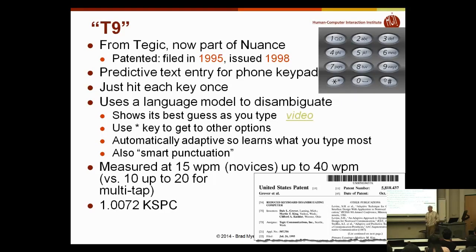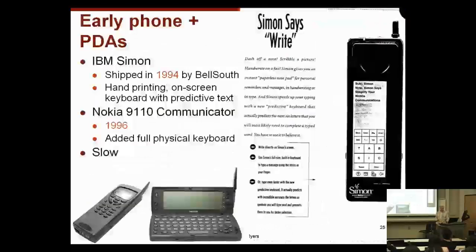And it also was a learning technique. So if you type a name frequently, you could enter it into the dictionary, and it would use that more likely than others. This was measured at 15 words per minute, up to 40 words per minute. So we're getting to kind of the speed of typewriters now for expert users. And it's obviously a lot faster than multi-tap. The measured keystrokes per character is almost down to 1. So that's pretty good. It's already helping you a lot compared to the other techniques. And this is a patented technique that they managed to keep.